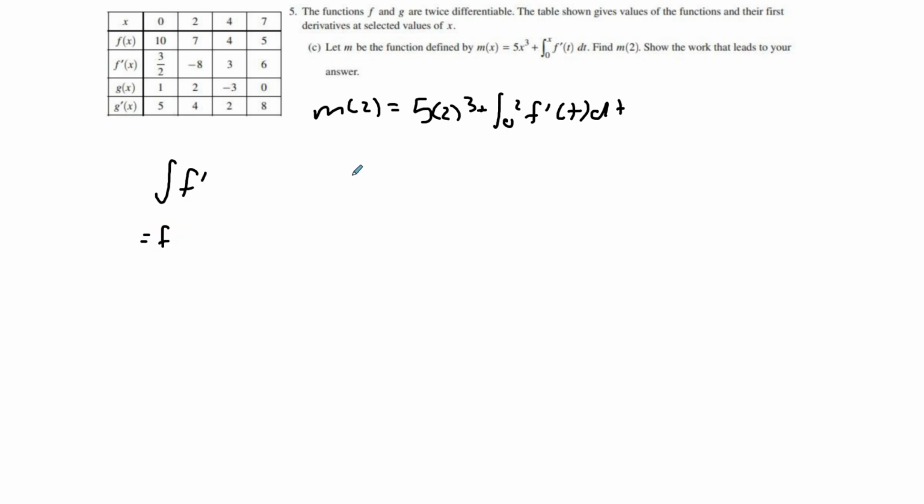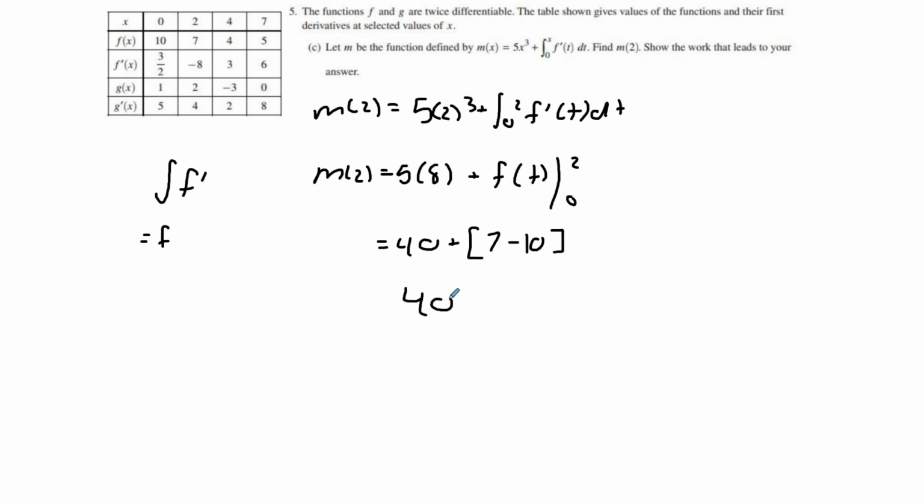Okay, it equals f. So here, m of 2 is going to equal 5 times 2 cubed, which is 8, plus f of t, from 0 to 2. Okay, very simple. All right, so finally we plug in our 0 to 2. So we'd have equals 40 plus f of 2, which is 7, minus f of 0, which is 10. Okay, so 7 minus 10. So we'd have 40 plus negative 3, which would equal 37.